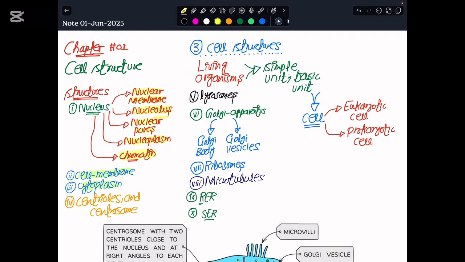In AS biology, we have to crack a total of 11 chapters, and we will begin from the very first chapter, which is entitled the cell structures.